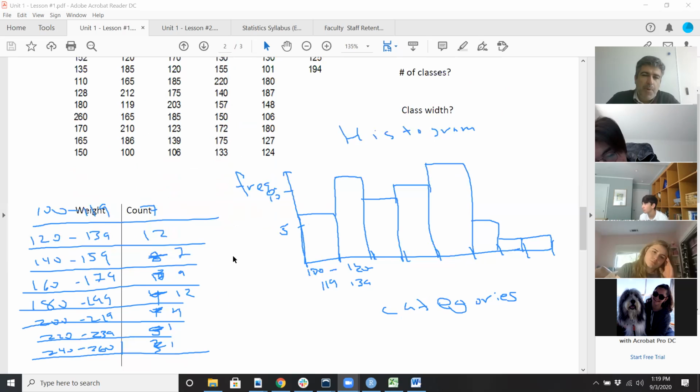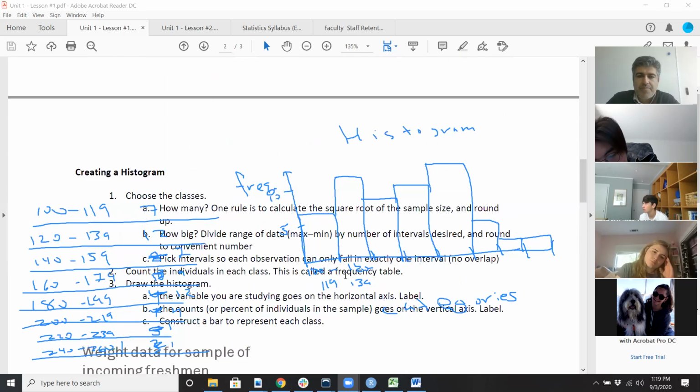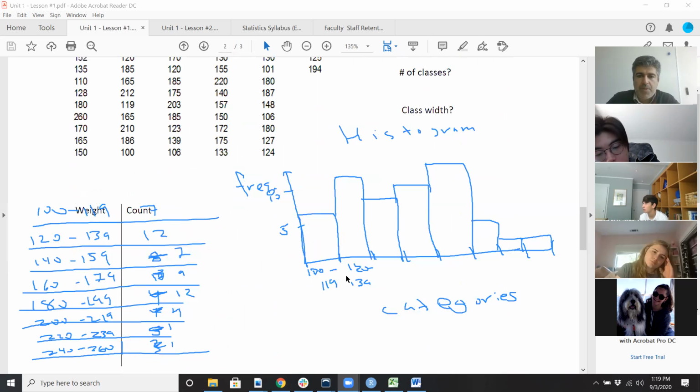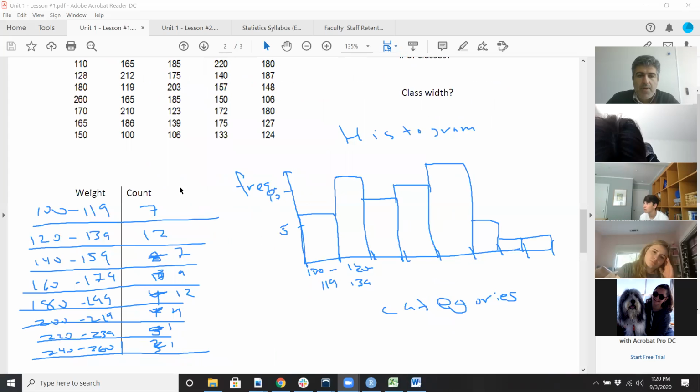And again, could I call this a bar plot? I guess you could, because we did break into categories, but since you're dealing with quantitative variables, we tend to call that a histogram. Again, it's semantics with the terminology. So that's basically how you draw it. The variable you're studying goes on the horizontal axis. We're studying weight classes. The count, we counted how many were in each class, and we drew bars. So we totally did this. And we did make a frequency table. So we've now made our first histogram. So that's how you do a histogram.